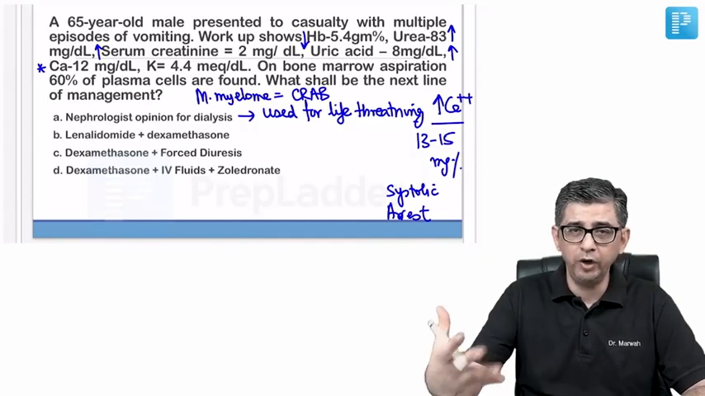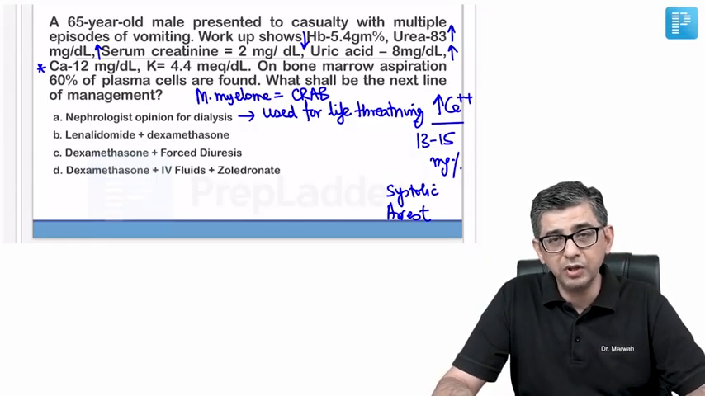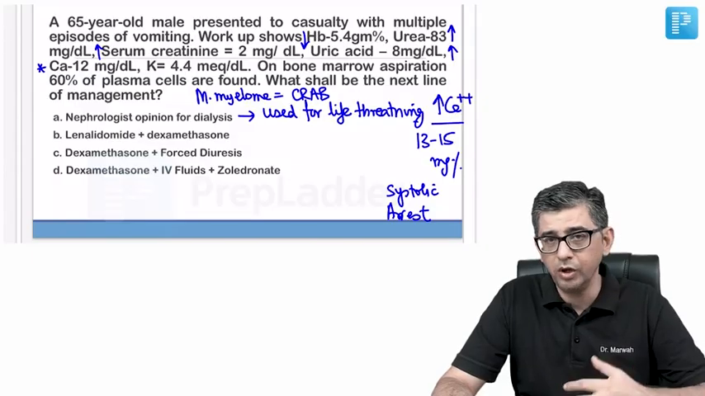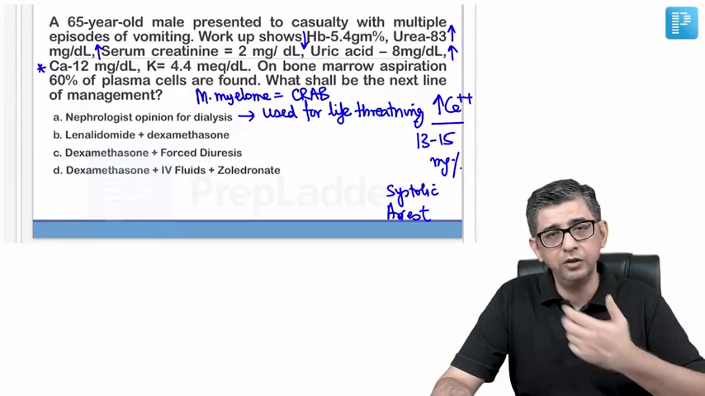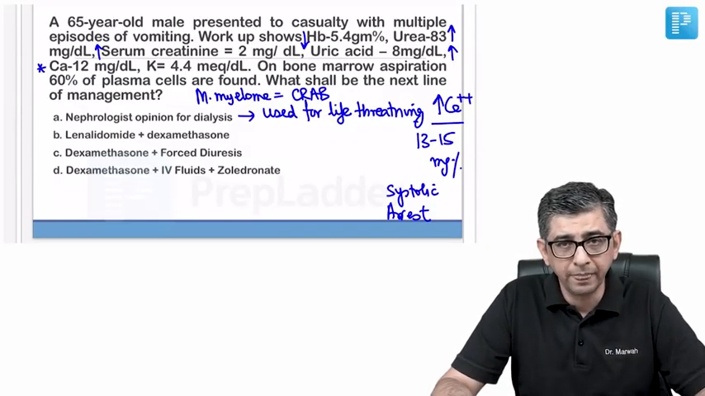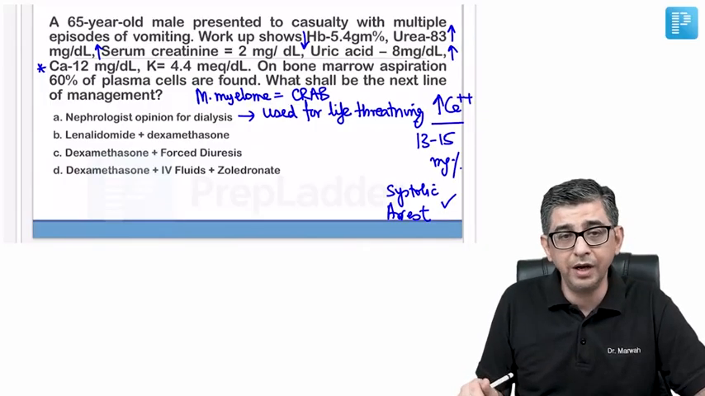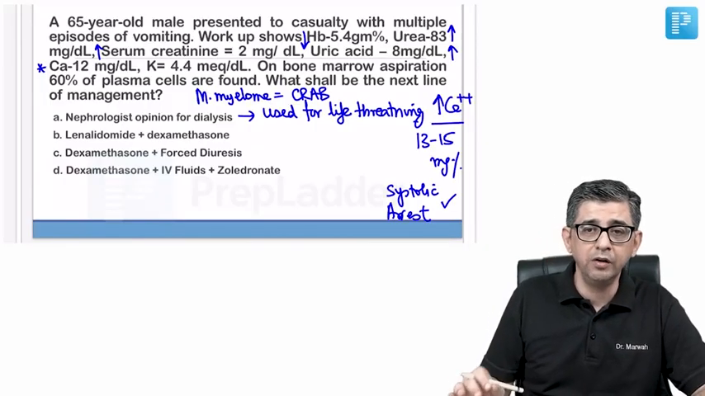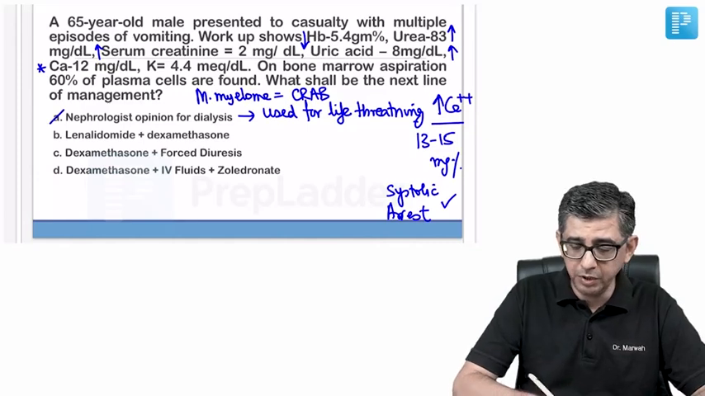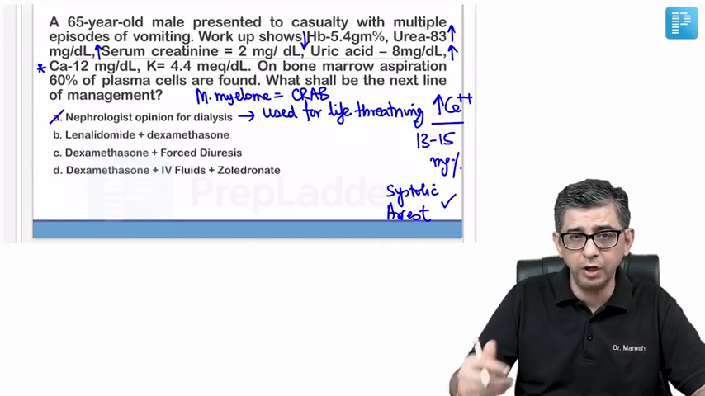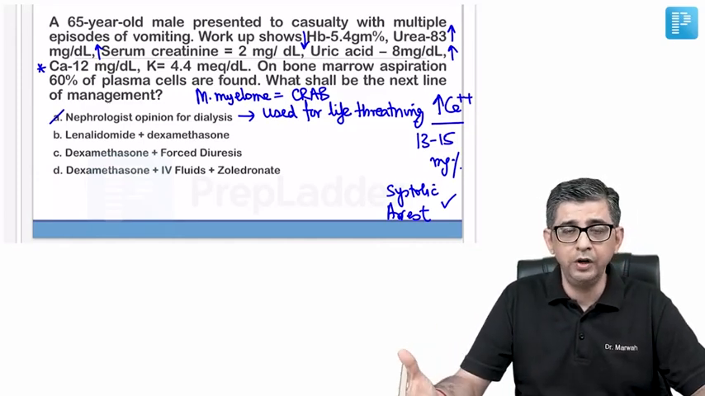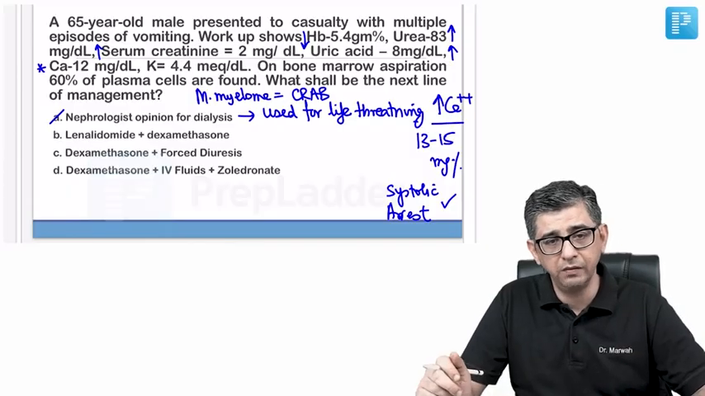My point is, why go in for an invasive procedure in the patient? Hemodialysis implies that you'll have to put in a double lumen catheter in the jugular vein and do HD of this guy. So I am thinking, okay, if he is not at risk for systolic arrest immediately, I can still wait, which is why I have not considered dialysis immediately. He's asking you next line management, that means first line management. So I've decided not to do a dialysis in this patient right away.